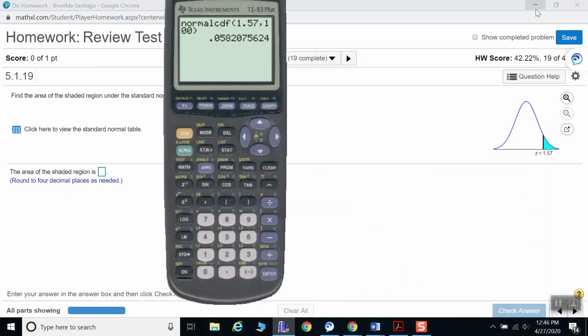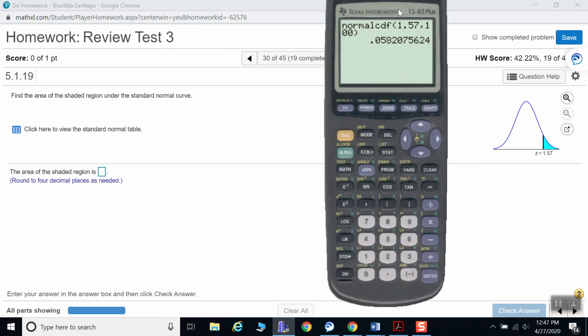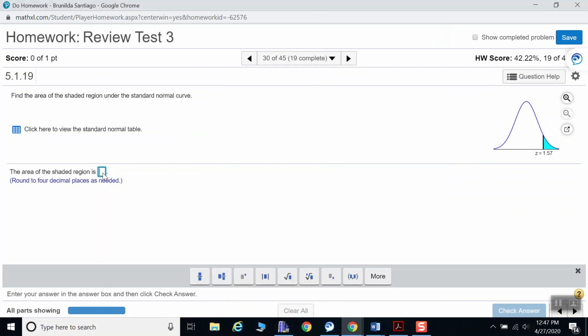So that's the value that we are going to enter in the input box. If you were doing this by hand, you would have to subtract and all that, but here the calculator will take care of that for you. There is no need to subtract anything. What you get from the calculator is the answer that you will input, 0.0582.